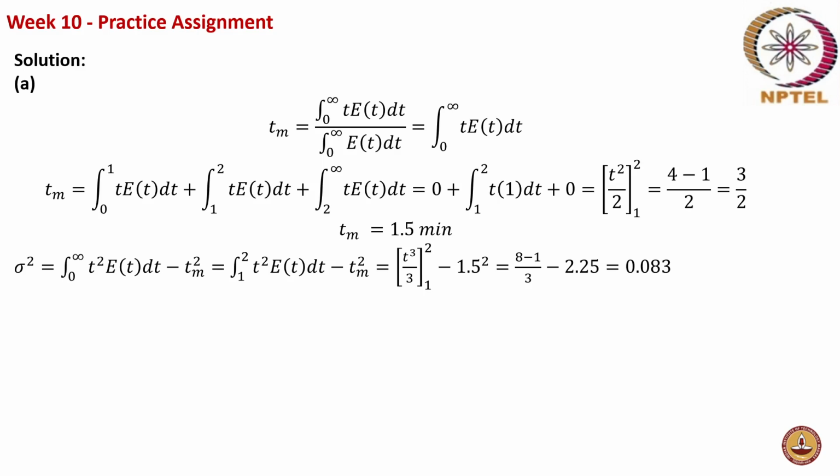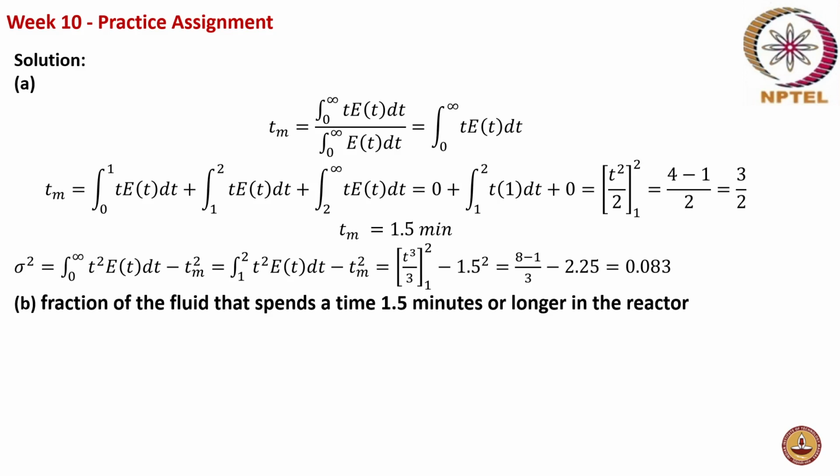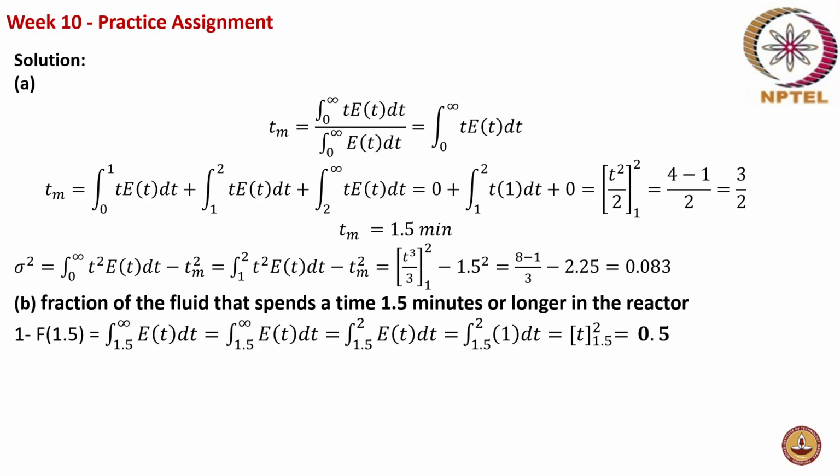Okay. Now we have to proceed to part B of this question. What is the fraction of fluid that spends a time of 1.5 minutes or longer in the reactor? That is nothing but 1 minus F of 1.5, right? F of 1.5 means integral 0 to 1.5 E of t dt, whereas 1 minus F of 1.5 is integral 1.5 to infinity E of t dt.